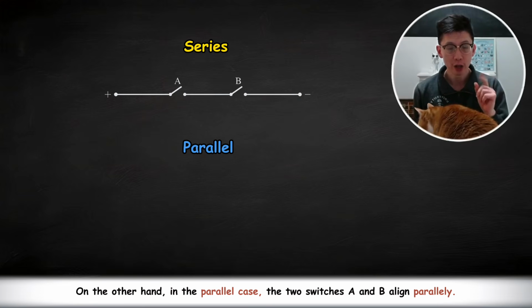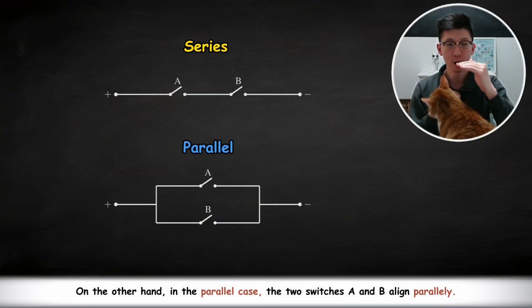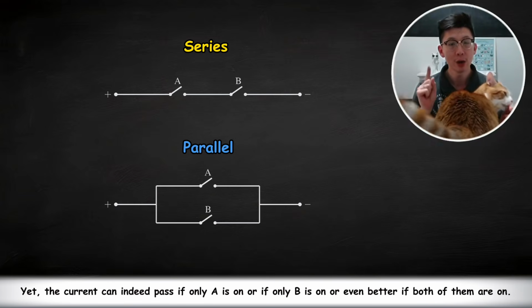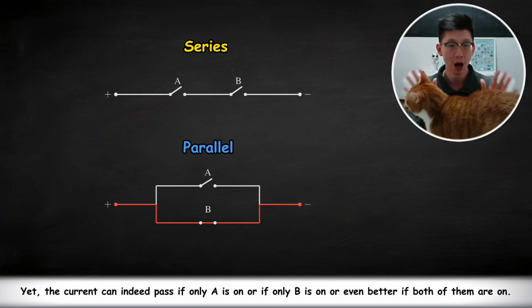On the other hand, in the parallel case, the two switches A and B align parallelly. If both of them are off, then the current cannot pass. Yet, the current can indeed pass if only A is on, or if only B is on, or even better, if both of them are on.